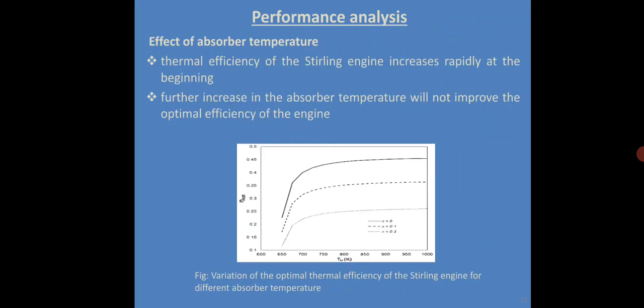Effect of absorber temperature. Thermal efficiency of the Stirling engine increases rapidly at the beginning. Further increase in the absorber temperature will not improve the optimal efficiency of the engine.